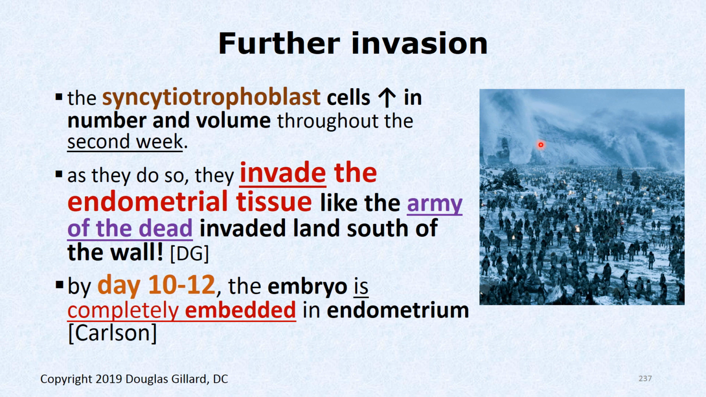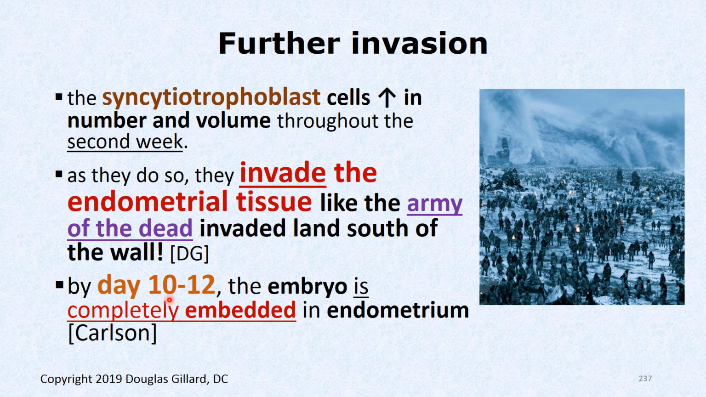They're invading. I was all excited about this. This is the syncytiotrophoblast, and here's the myometrium. We're pulled going deeper and deeper, but the syncytiotrophoblast cells divide and increase in number, and they pull the embryo deeper and deeper, and they invade the endometrial tissue like the army of the dead.